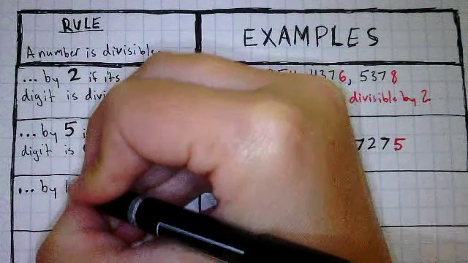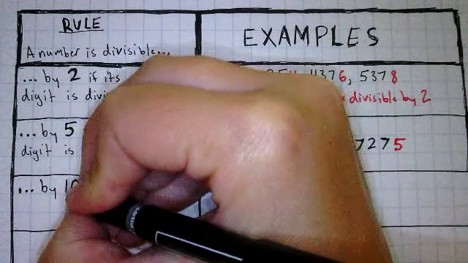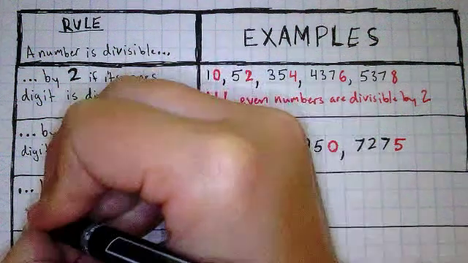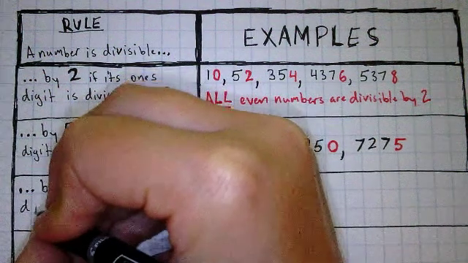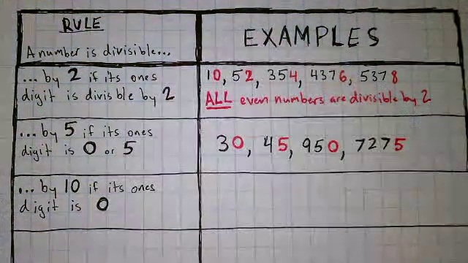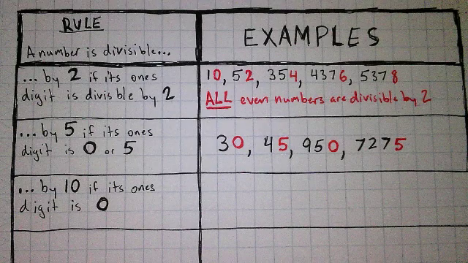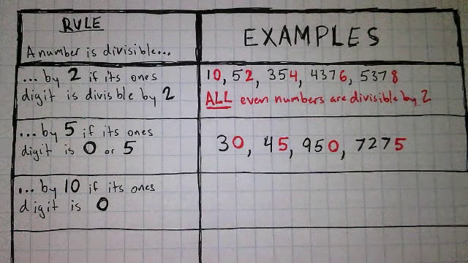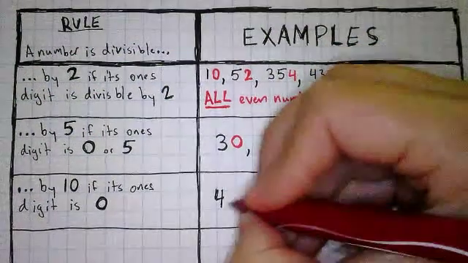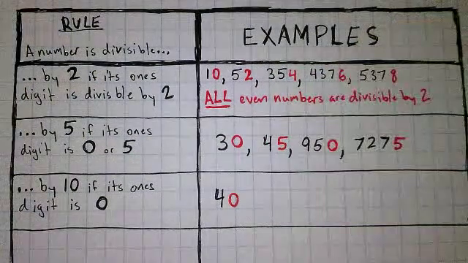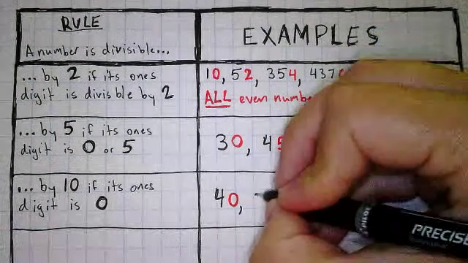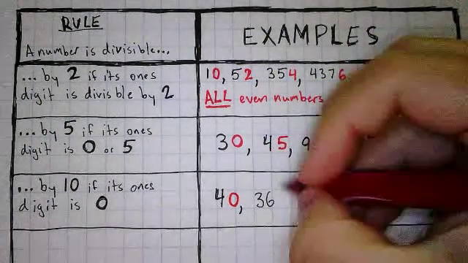So a number is divisible by 10 if its ones digit is 0. So any number that ends with a 0 is divisible by 10. So a couple examples of numbers there. We'll go 40. It can also be divisible by 2. It could, you're right. Okay? 360. And 5,390.